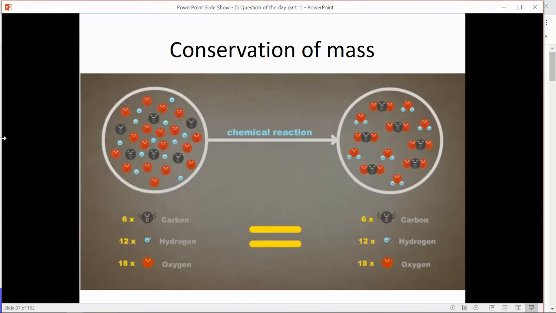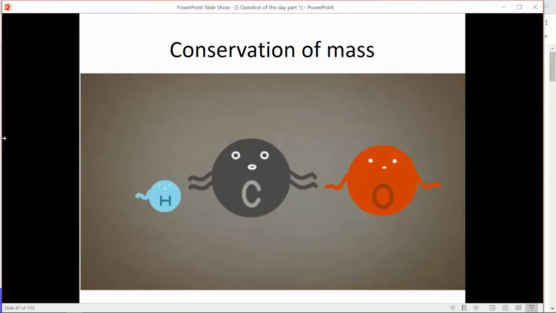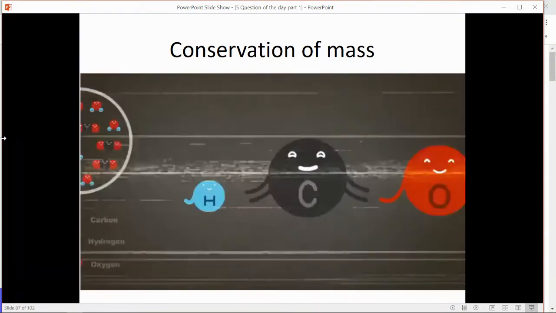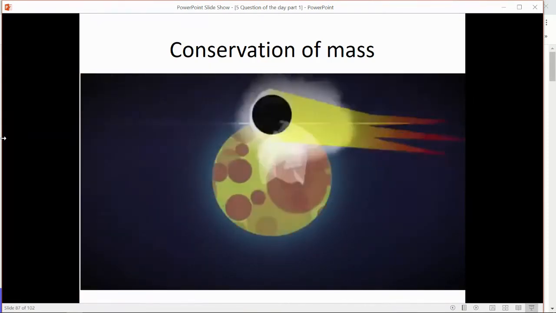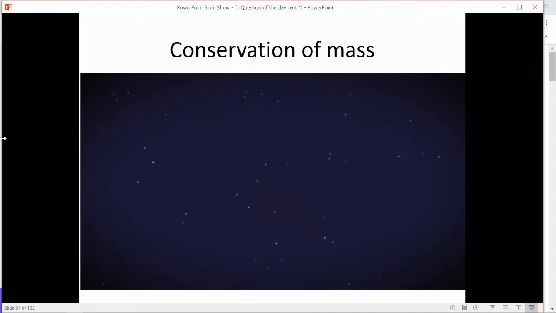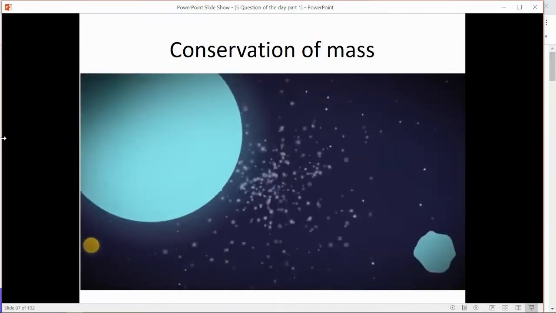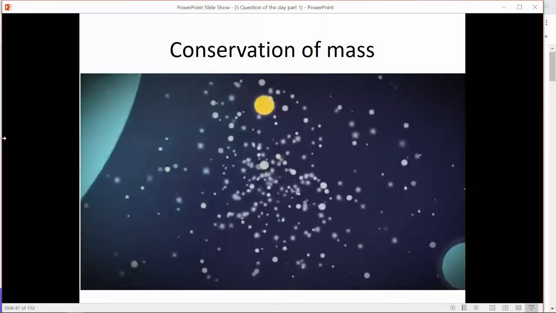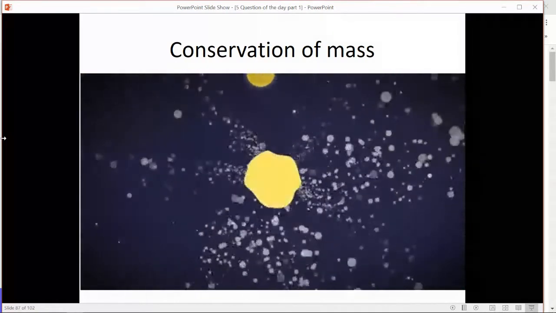So if mass can't be created or destroyed, where did these atoms come from in the first place? Let's turn back the clock and see. Further, too far. Okay, there it is. The Big Bang. Our hydrogen formed from a high-energy soup of particles in the 3 minutes that followed the birth of our universe. Eventually, clusters of atoms accumulated and formed stars.